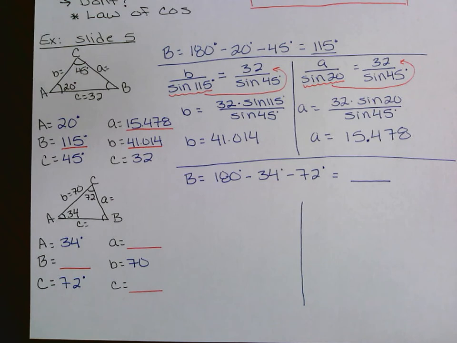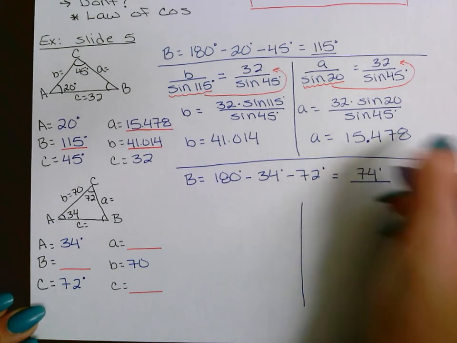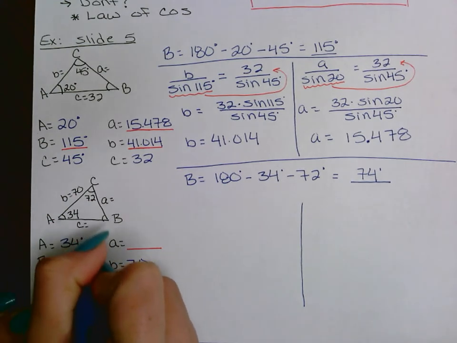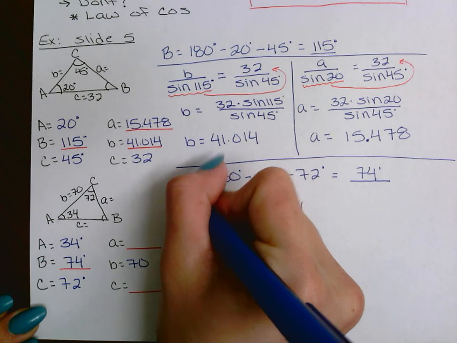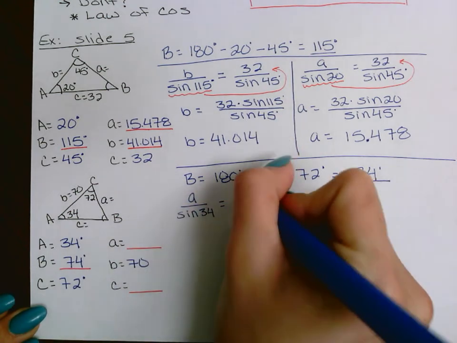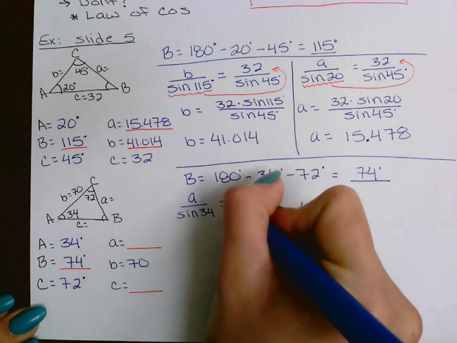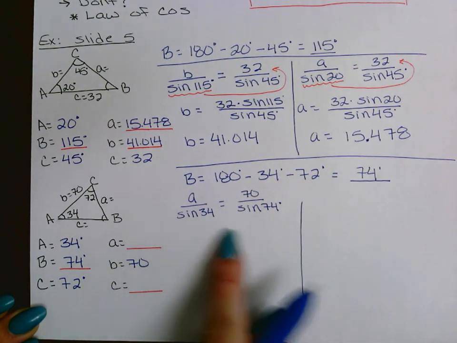All right, so for this setup, it might initially look like you don't have a match, but that's why in the notes earlier up, I have you use the 180 rule first. If you use the 180 rule, you should get that your third angle is 74 degrees, okay? Once you find the third angle, you do have a match, which makes this a lot easier, and then you can start your setup. So let's say we are finding side A first. I put a over sine of 34 equals my match, which is 70 over sine of 74. Multiply that sine of 34 over.